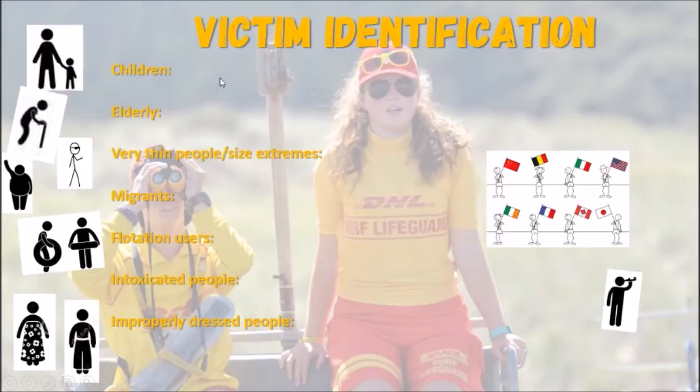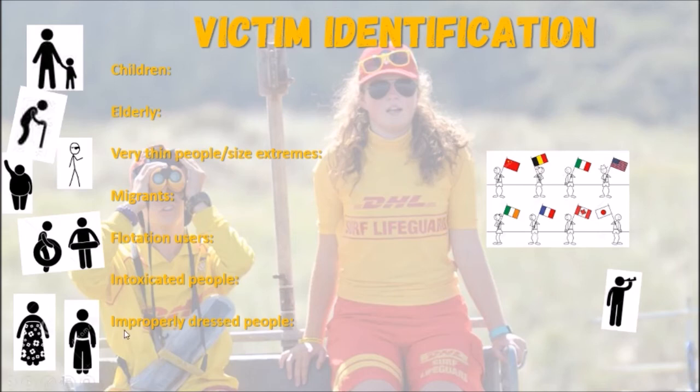Victim identification. So I've got a list of people here that are considered high-risk beach users. Why are children, elderly, very thin people, or rather extremes in sizes, so very largely overweight people, why are they high risk at a beach? Why are migrants high risk at a beach? Flotation users, and we did talk about that briefly, so you might already be able to answer that. Intoxicated people, improperly dressed people.